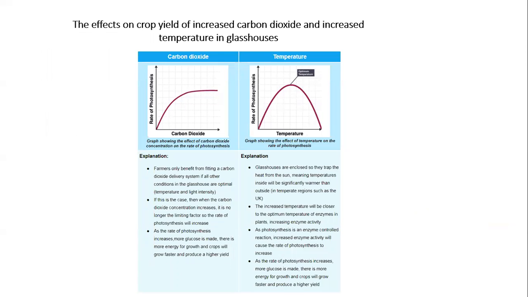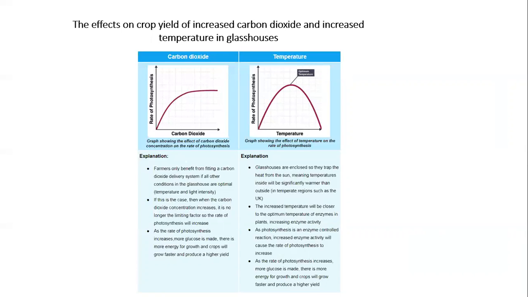Now let's see the effects on crop yield of increased carbon dioxide and increased temperatures in glass houses. Now you can see clearly in these two graphs. The first one is the rate of photosynthesis versus carbon dioxide. When carbon dioxide concentration increases, the rate of photosynthesis increases and then it flattens. Why is it flattened? Because carbon dioxide has reached its optimum now. There may be some other limiting factors affecting the rate of photosynthesis.